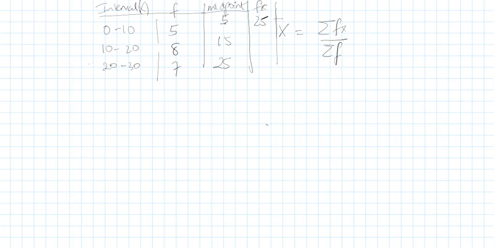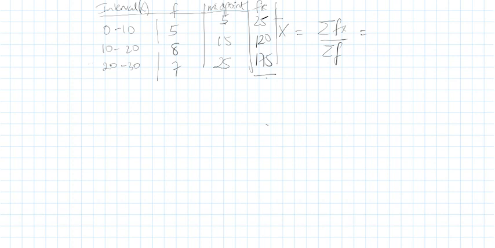It's 5 times 5, 25. 8 times 15, which is 120. And then 25 times 7, which is 175. So this gives us the fx values. But what we need to do is find the sum of the fx values. So you need to add all the different fx values.